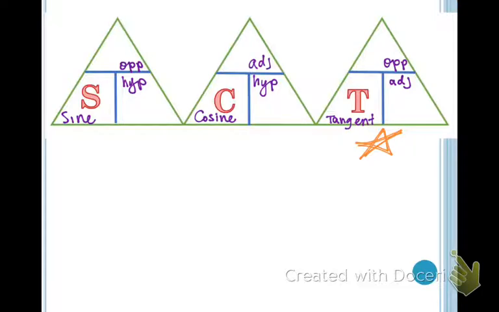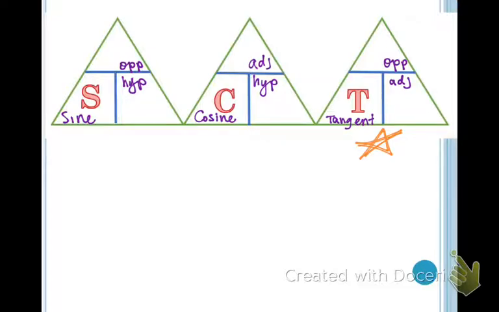So the main question students have for me is when do you use the Pythagorean theorem and when do you use trig ratios? You only use the Pythagorean theorem for one thing. Can anybody tell me what it is? These are all right triangles. What is it? Yeah, to find a missing side.